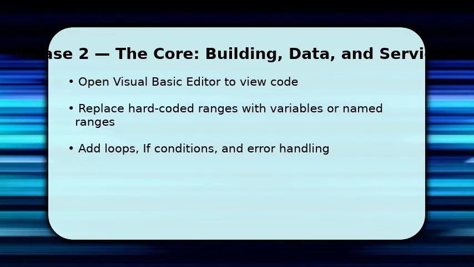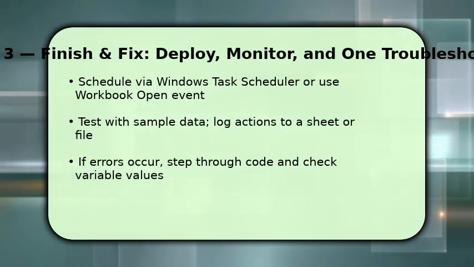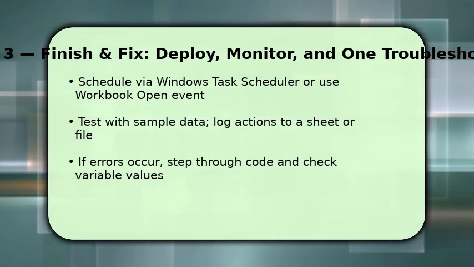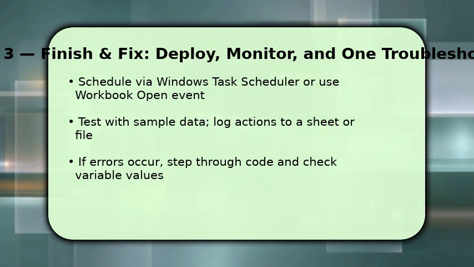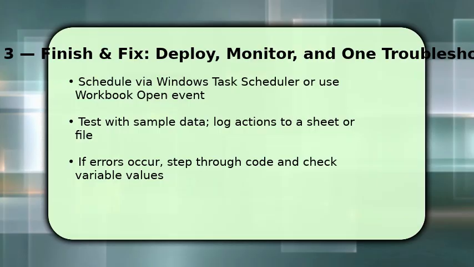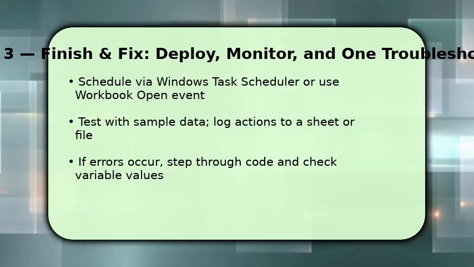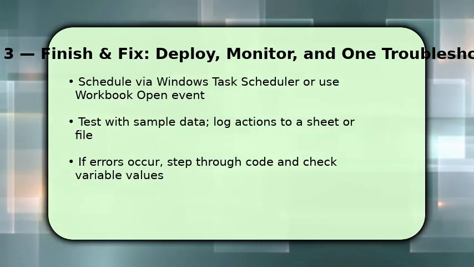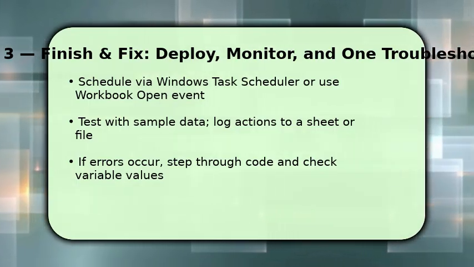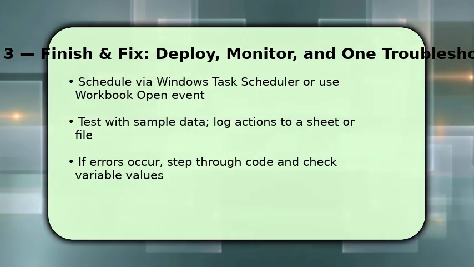Save a test. Finally, decide how the macro will run: manually, on Workbook Open, or scheduled with Task Scheduler. Choose based on frequency. Test thoroughly using a small sample and add logging so you see what ran and where. If something goes wrong, step through the code with F8 in the editor, inspect variable values, and fix the offending line. Common issues are wrong ranges or sheet names. Make sure to back up your file before wider deployment to prevent data loss.